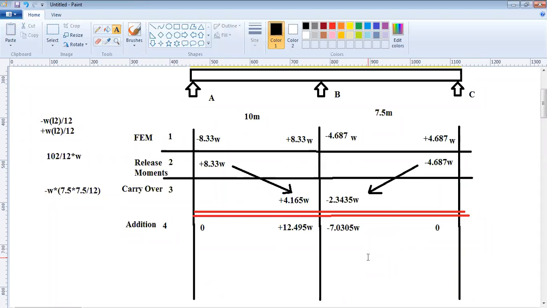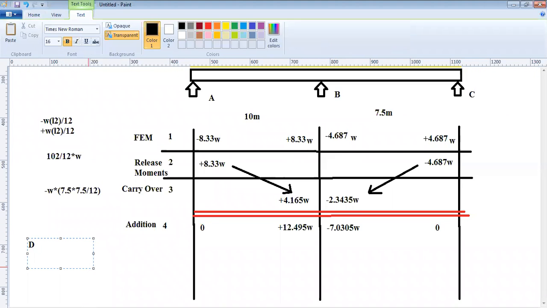So this is the carried over moment, and then we have added all the moments. But as you know, the total moment at a joint should be in equilibrium. That means the total moment at one particular joint should be 0, because that joint has to be stable. So we studied this last time, the distribution factors, which I was just mentioning at the start of this lecture.